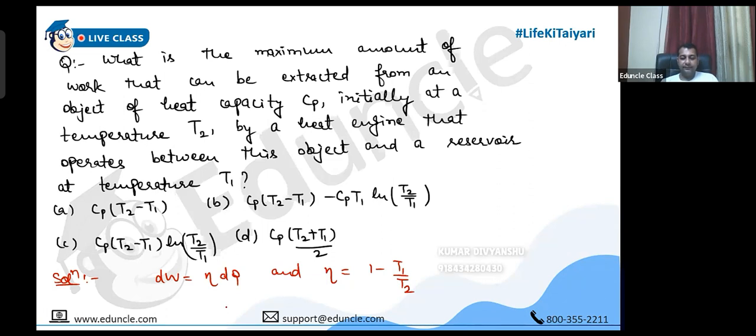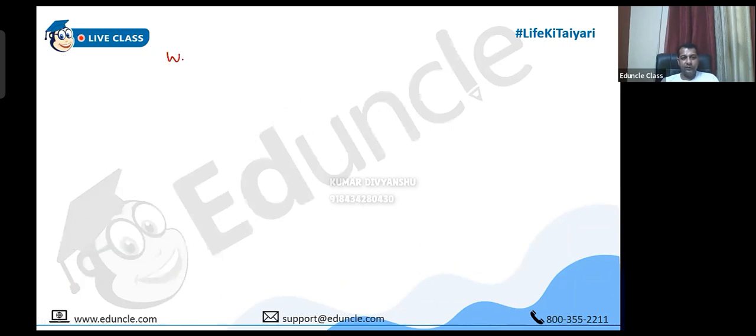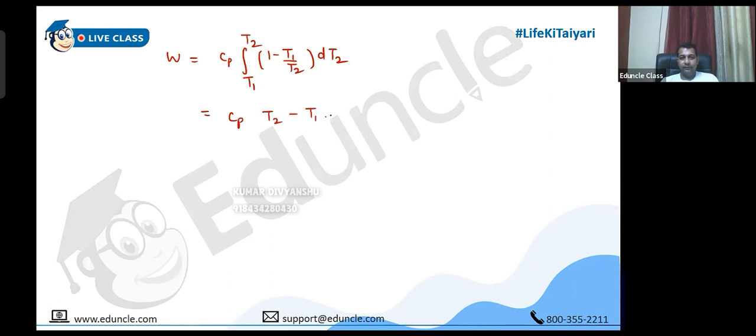Okay. Yes, sir. Eta is variable. Okay, and eta equal to this value is variable. So W will be, can I write this dq as CP dt? And it will be dT2, no? log T2.